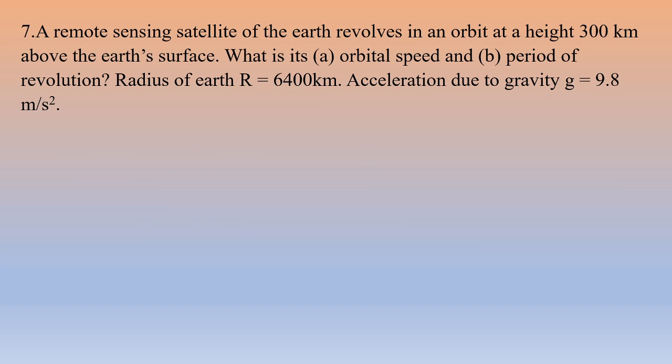The seventh one. A remote sensing satellite of Earth revolves in an orbit at a height of 300 km above the Earth's surface. What is its orbital speed and period of revolution? We are given the radius of Earth is equal to 6400 km and the acceleration due to gravity, small g, is equal to 9.8 meter per second square.